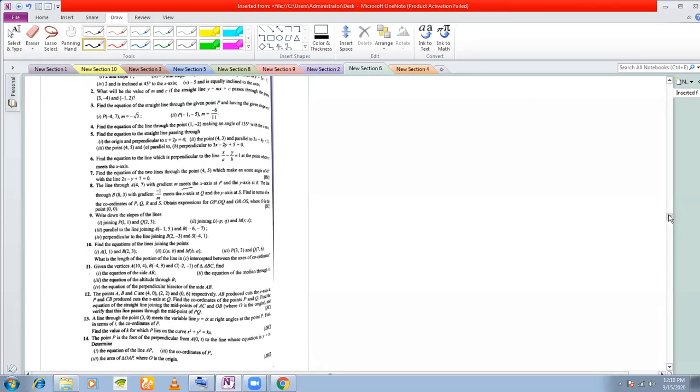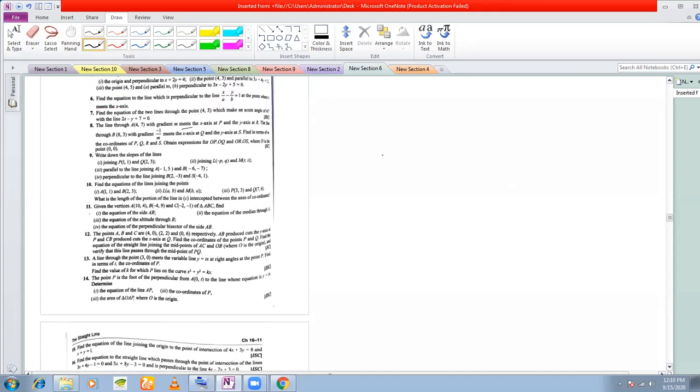So I'm going to do the next ISC problem, that is number 12. The points A, B, and C are (4, 0), (2, 2), and (0, 6), respectively. AB produced cuts the y-axis at P. This line AB, the join of A and B, cuts the y-axis at P. And CB produced, that is the join of B and C, produced cuts the x-axis at Q.